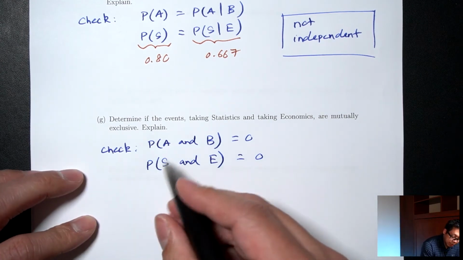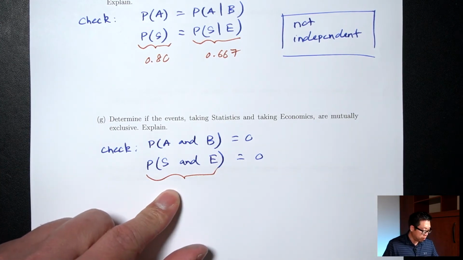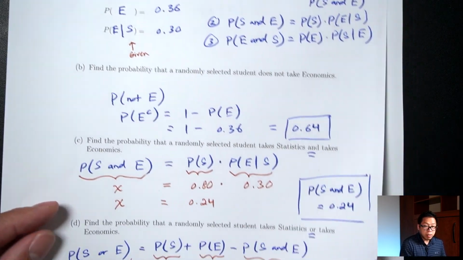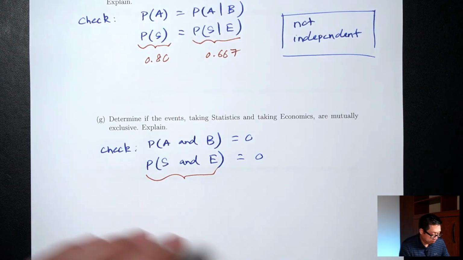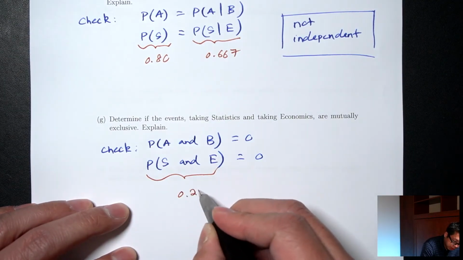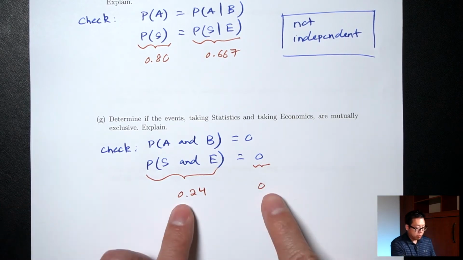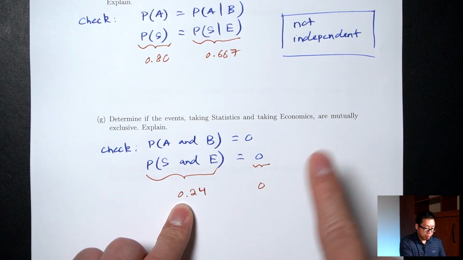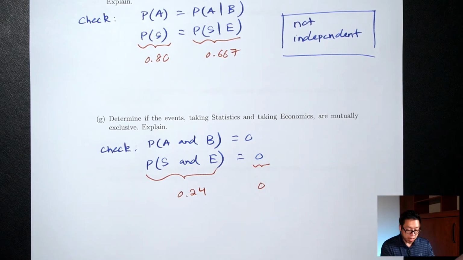Left side, S and E. We found that somewhere. What is probability of S and E? Right there, S and E is 0.24. That's left side. Right side, there's nothing to do because it's just 0. So right side 0. Are they equal? Obviously not. They're not equal, which means to answer the question, are they mutually exclusive? They are not. So not mutually exclusive.